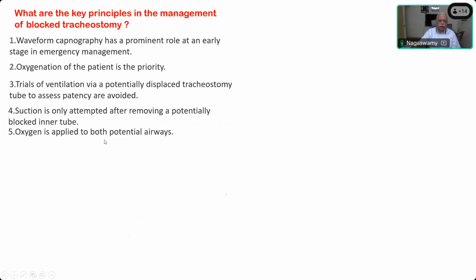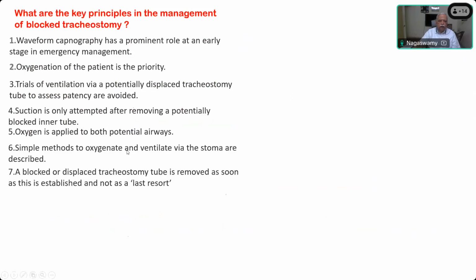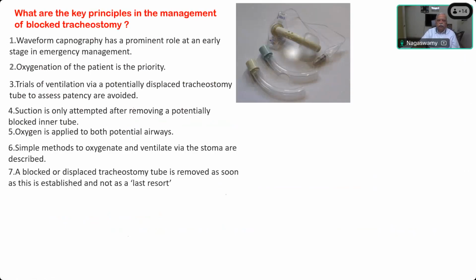Oxygen is applied through the mouth and nose, potentially both airways, that is the upper airway. Simple methods to oxygenate and ventilate via the stoma are also described, where after removing the tube, you can flush the stoma with oxygen. A blocked or displaced tracheostomy tube is removed as soon as that is established. That is, once you are sure that the tube is blocked, remove it as early as possible and not as a last resort. Earliest removal will help in ventilating the patient.